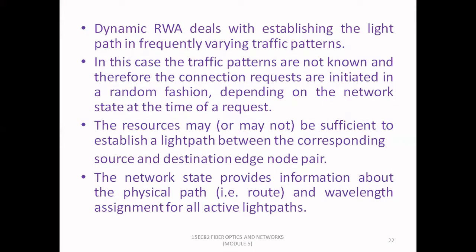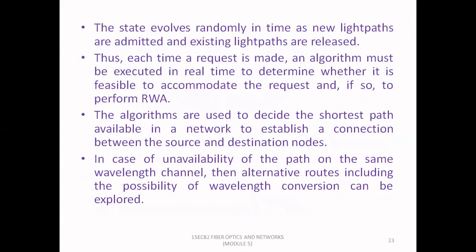The resources may be sufficient to establish a light path between the corresponding source and destination edge node pair. The network state provides information about the physical path, that is route, and wavelength assignment for all active light paths. This state evolves randomly in time as new light paths are admitted and existing light paths are released. Thus, each time a request is made, an algorithm must be executed in real time to determine whether it is feasible to accommodate the request, and if so, to perform RWA.